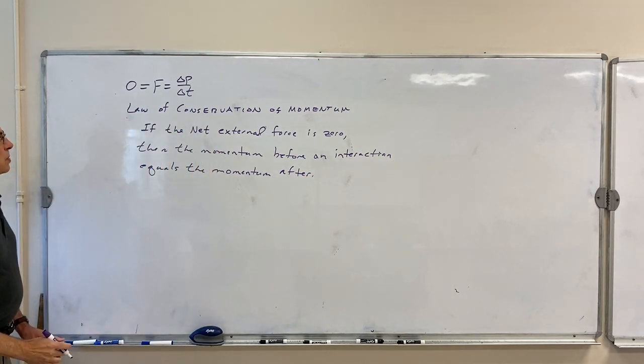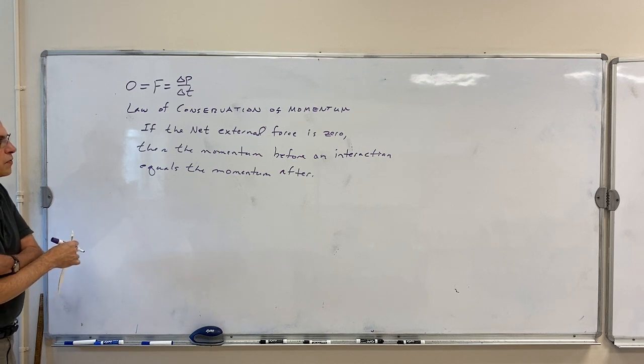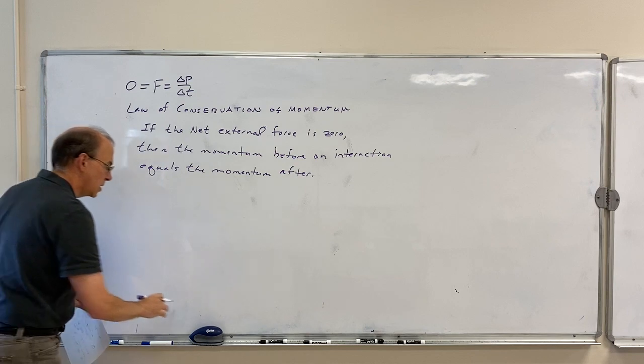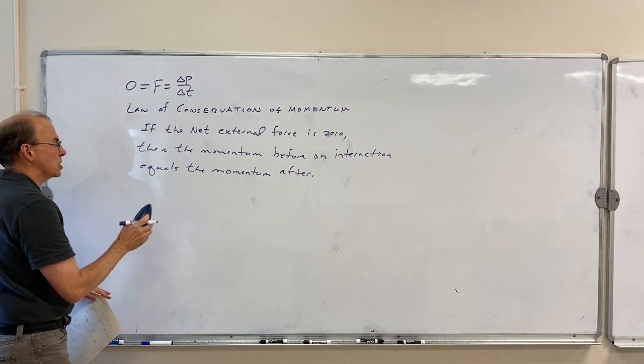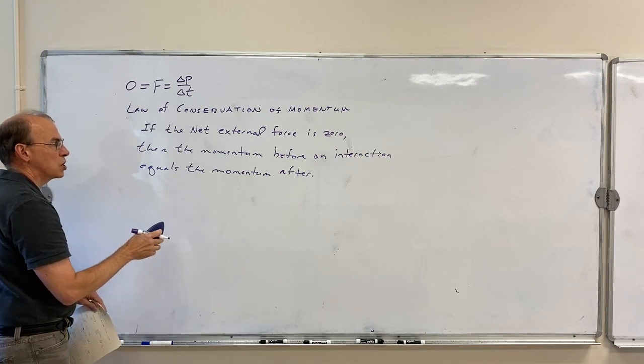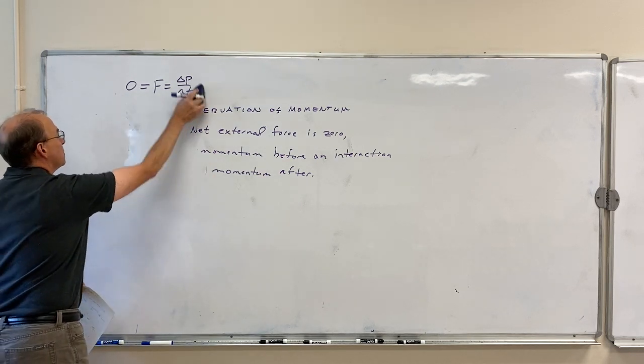Law of conservation of momentum. If the net external force is 0, then the momentum before an interaction equals the momentum after an interaction. So the momentum doesn't change. The total momentum doesn't change. By momentum now, I mean the total momentum, the net momentum. Let me show you my example.